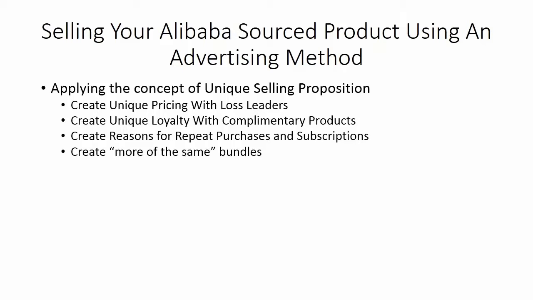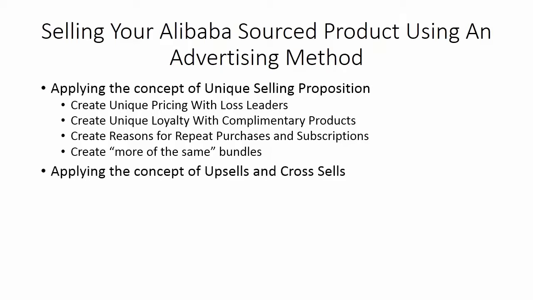In some cases, you're going to be unique by creating more of the same bundles. When you create a loss leader, you can actually give your buyer more of the same. You can give them 2 or 3 or 4 of an item instead of just one. And in this case, you are creating unique products instead of just offering them the single unit that they might be able to get elsewhere.